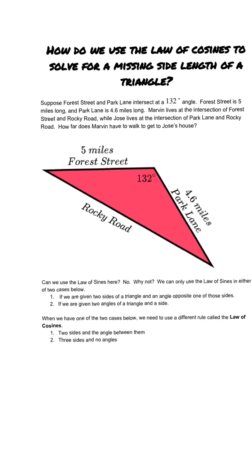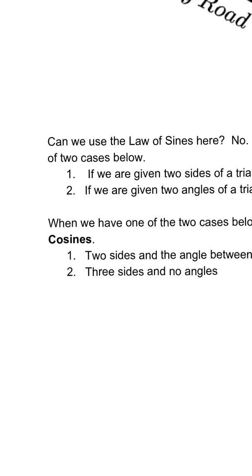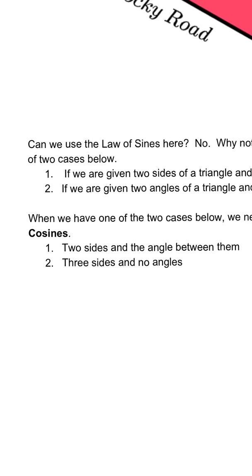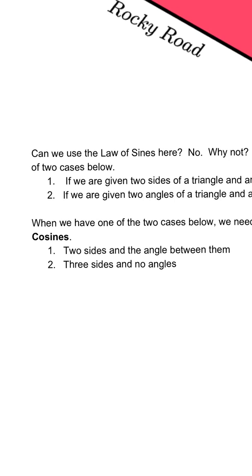So in general, we can use the law of cosines in one of two cases. The first is the case in which we're given two sides of a triangle and the angle between them. And the second case is the case in which we're given three sides of a triangle and no angles.